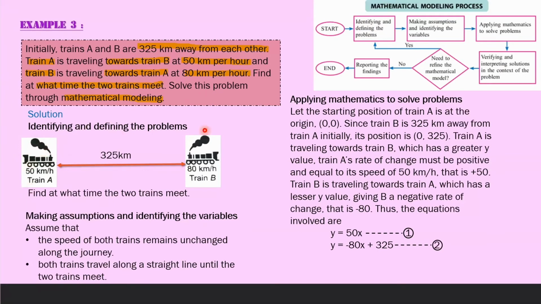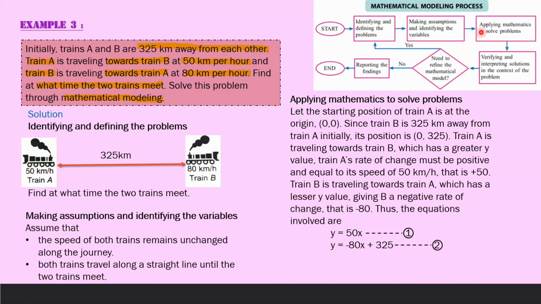So here is the diagram. And the question needs us to find at what time the two trains meet. After that, we need to make an assumption and identify the variables. Assume that the speed of both trains remains unchanged along the journey, and both trains travel along a straight line until the two trains meet.